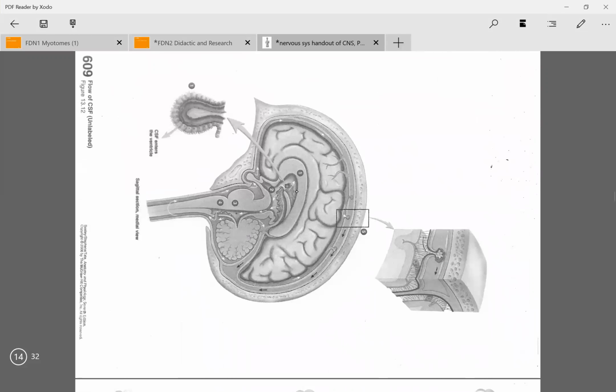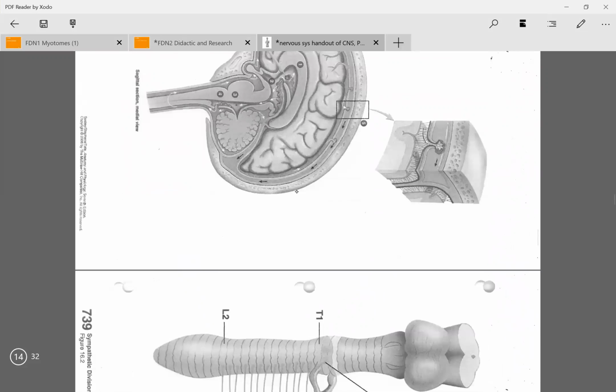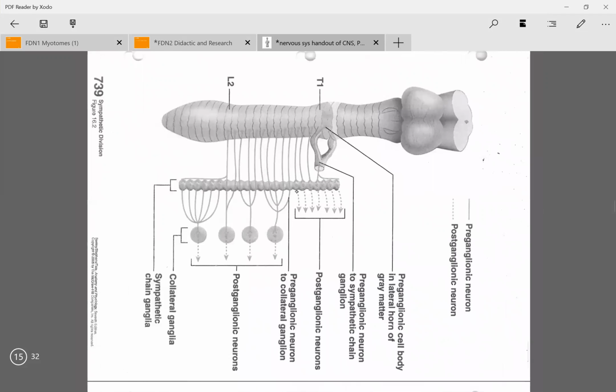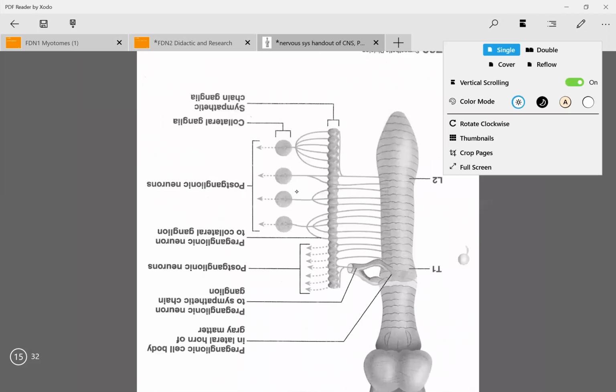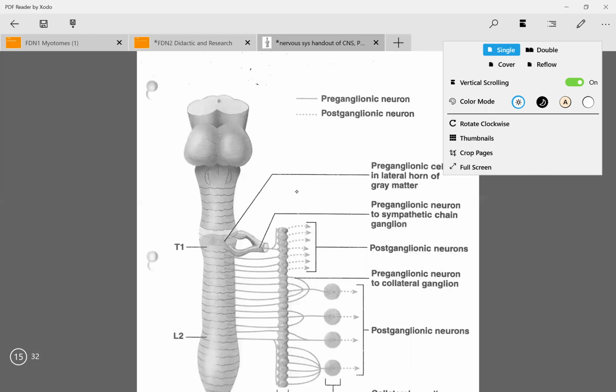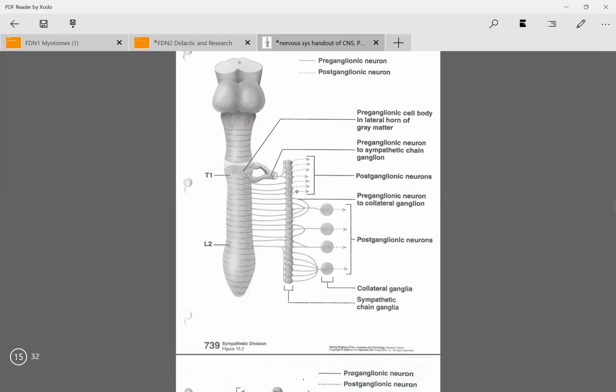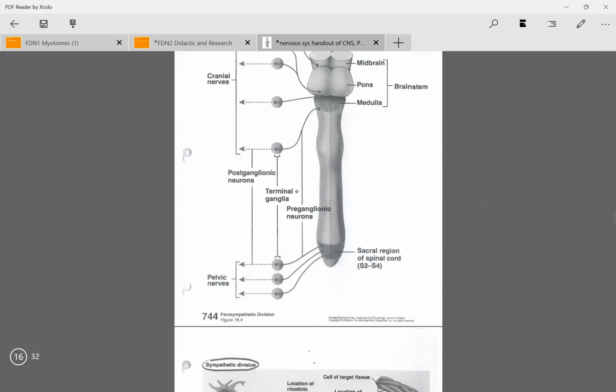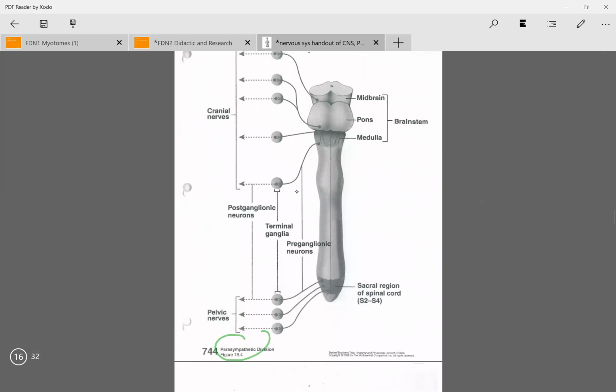Okay. This one has to do with cerebrospinal fluid circulation. We did that in lecture. This one is another thing we did in lecture. This is just showing you where the sympathetic division is, T1 to L2, and then where the parasympathetic division is, which is craniosacral, so out of the brain stem and sacral region.